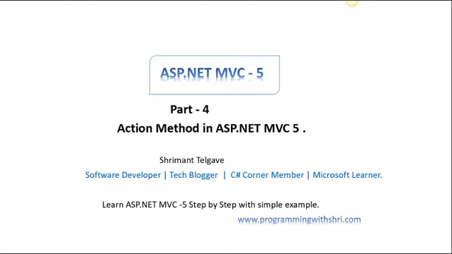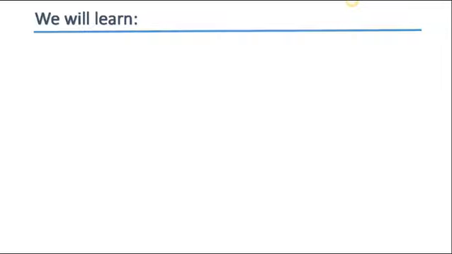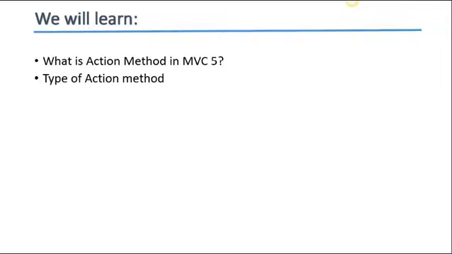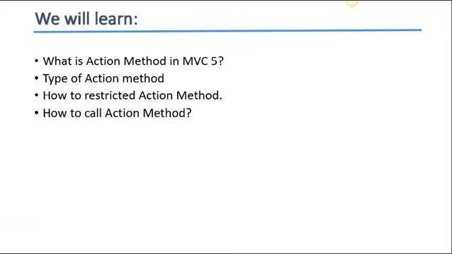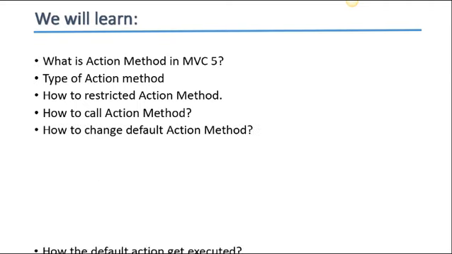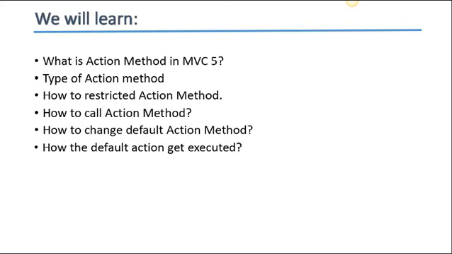So this is part 4 and in this tutorial we are going to understand action method in ASP.NET MVC5. We are going to learn what is action method in MVC5, types of action method, how to restrict the action method, how to call the action method, and how to change the default action method, and also we are going to understand how the default action gets executed. So these all are the points we are going to understand in this tutorial.